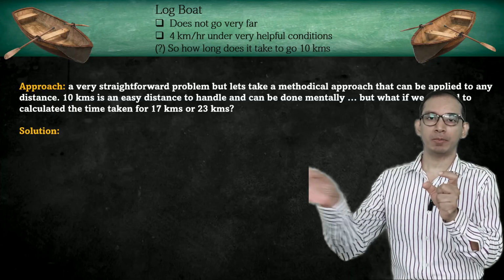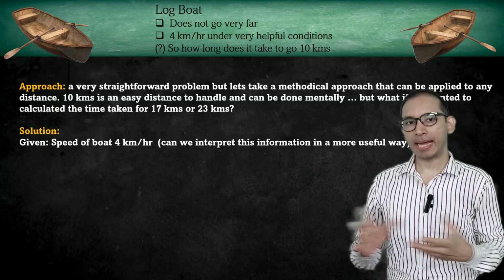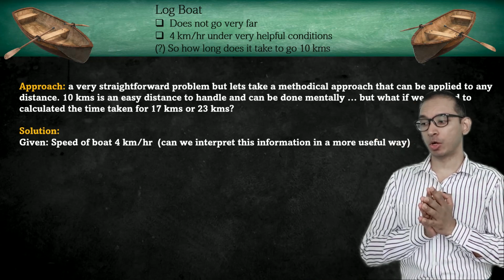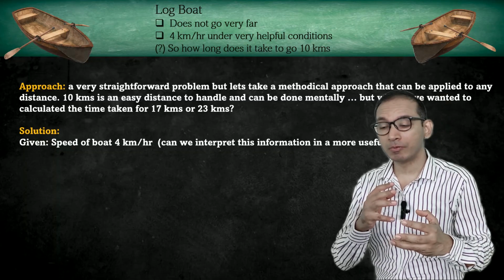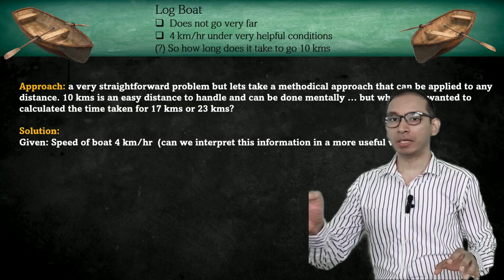That time multiplied by the number of kilometers is going to give you the time taken for any distance in question. So here, given the speed of the boat is 4 kilometers per hour, can we interpret this information in a more useful way? Nothing much, 4 kilometers in 1 hour.